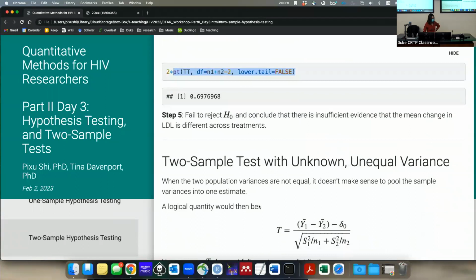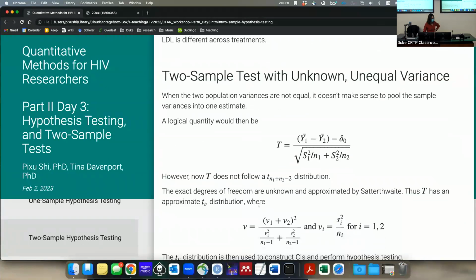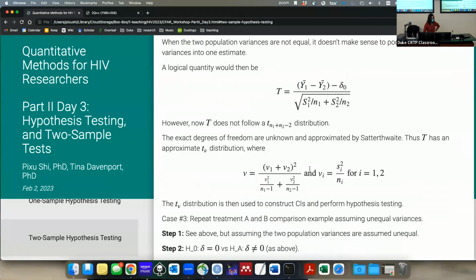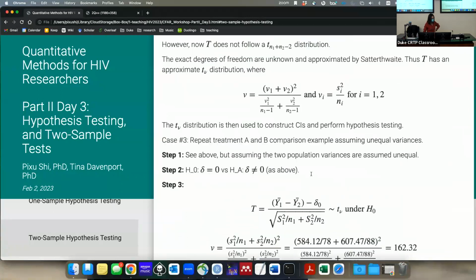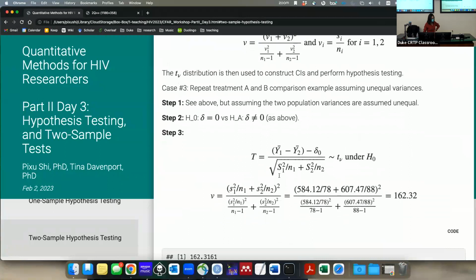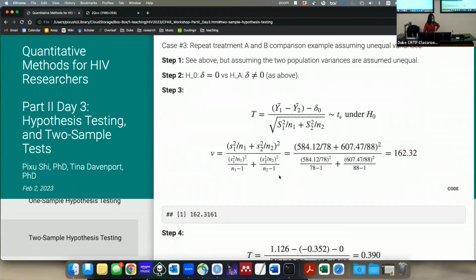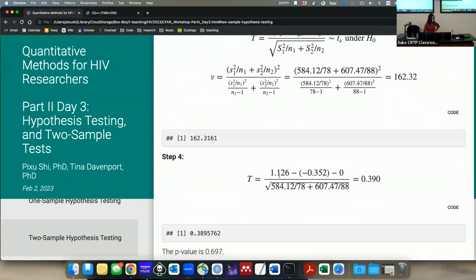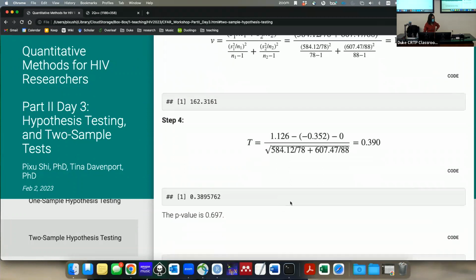So now we can go to the unequal variance. It will just be a similar format, but the degree of freedom is more complicated. You also have the t-distribution, and after you plug in the numbers, you can get the test statistic, the p-value, and you can also have the confidence interval.